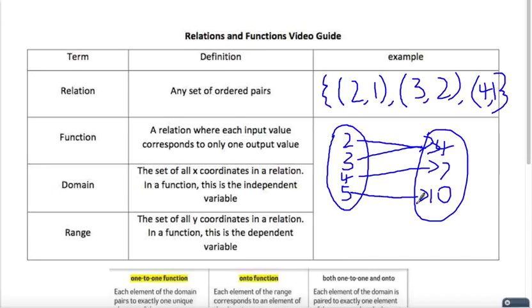The domain is just the set of all the x coordinates. So the left bubble is the domain. And the right bubble is the range, all of the y coordinates.